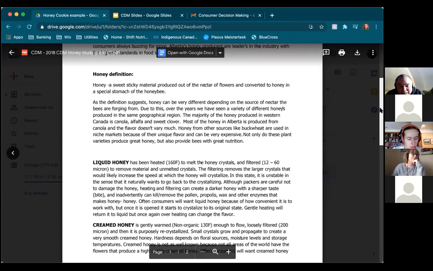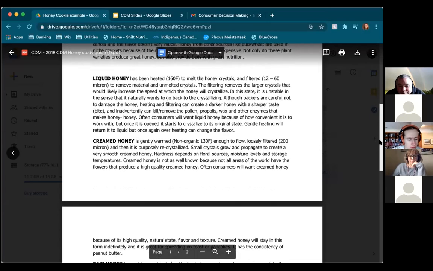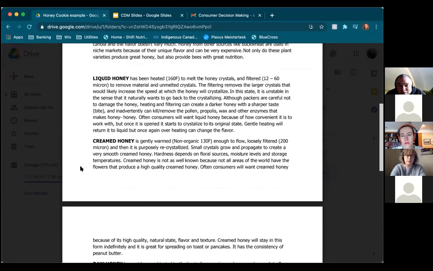Liquid honey has been heated to 160 degrees Fahrenheit to melt the honey crystals and filtered, 12 to 60 micron, to remove material and unmelted crystals. The filtering removes the largest crystals that would likely increase the speed at which the honey will crystallize. In this state, it is unstable in the sense that it naturally wants to go back to crystallizing. Although packers are careful not to damage the honey, heating and filtering can create a darker honey with a sharper taste, or bite, and inadvertently kill or remove the pollen, propolis, wax, and other enzymes that make honey, honey.